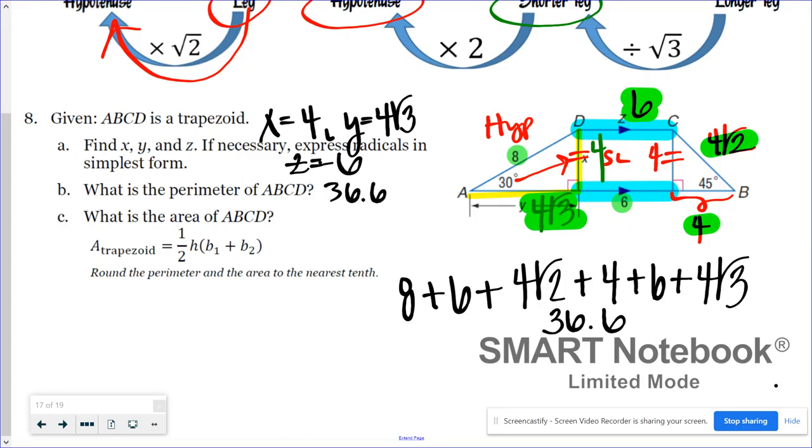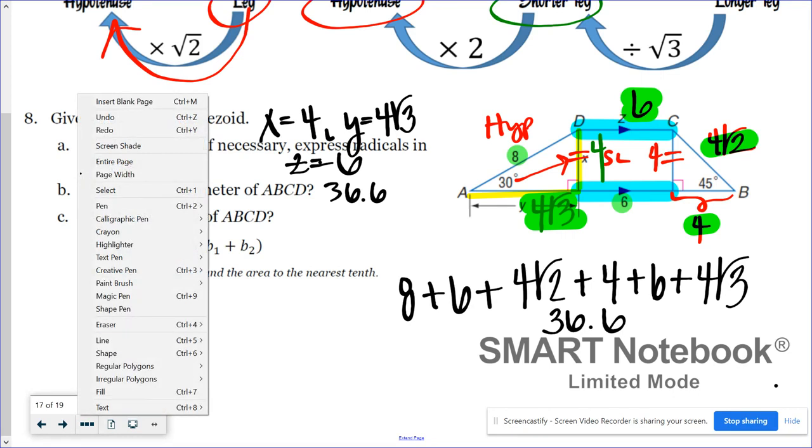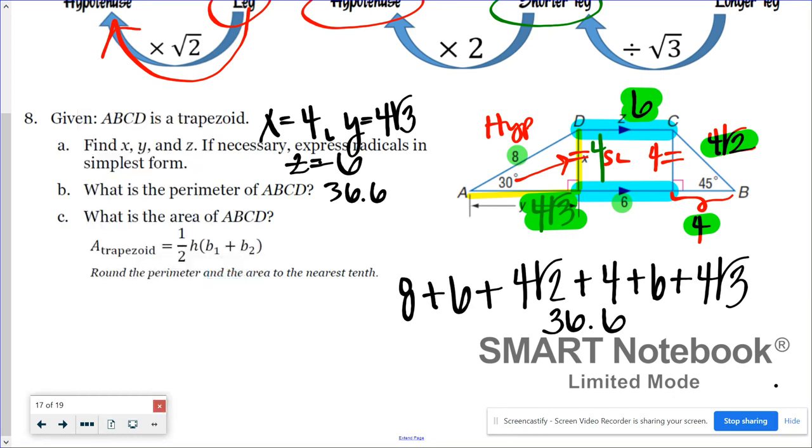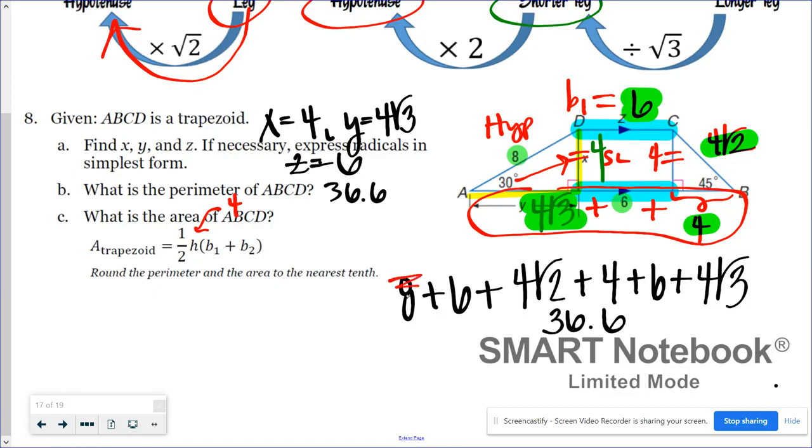Now, when it comes to the area of this trapezoid, the area of a trapezoid is 1/2 the height times base 1 plus base 2. So we already have some of this stuff. Clearly the height is 4. Base 1 is 6. And then these 3 pieces added together is base 2. So if you think about it, going back to what I just did for perimeter, take that out and take this out, add up those remaining pieces. That's going to be base 1 plus base 2.